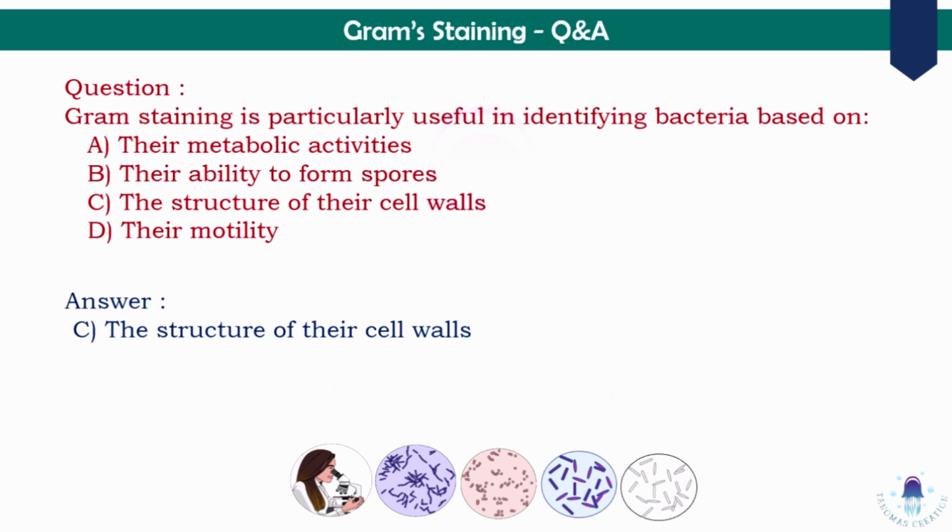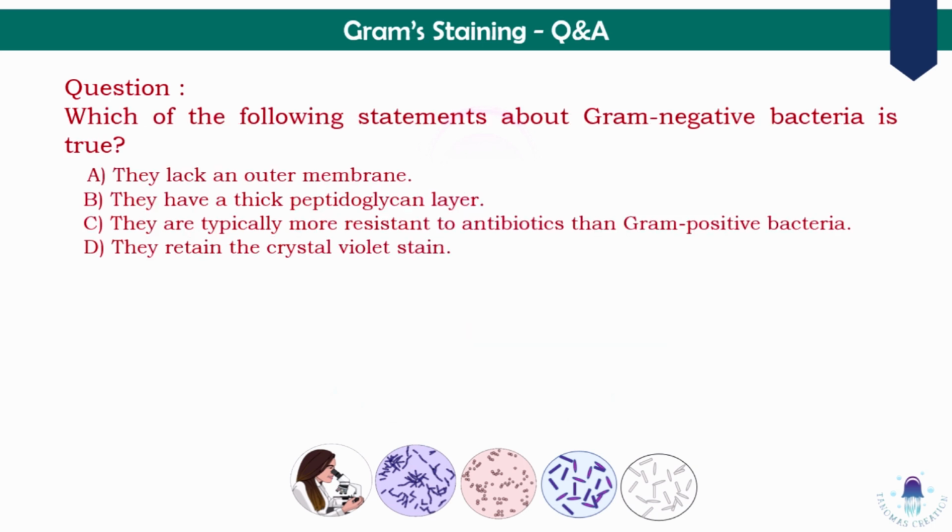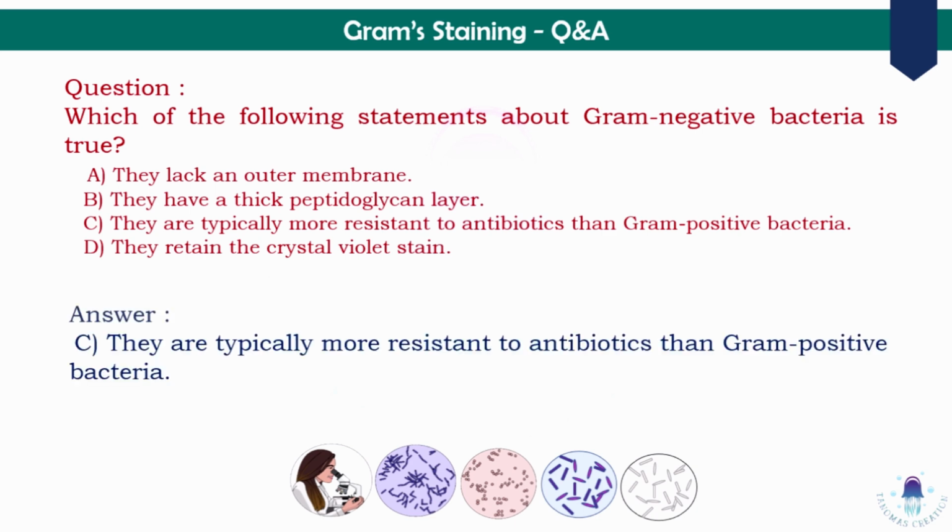Question: Which of the following statements about gram-negative bacteria is true? Option A. They lack an outer membrane. B. They have a thick peptidoglycan layer. C. They are typically more resistant to antibiotics than gram-positive bacteria. D. They retain the crystal violet stain. Answer: C. They are typically more resistant to antibiotics than gram-positive bacteria.